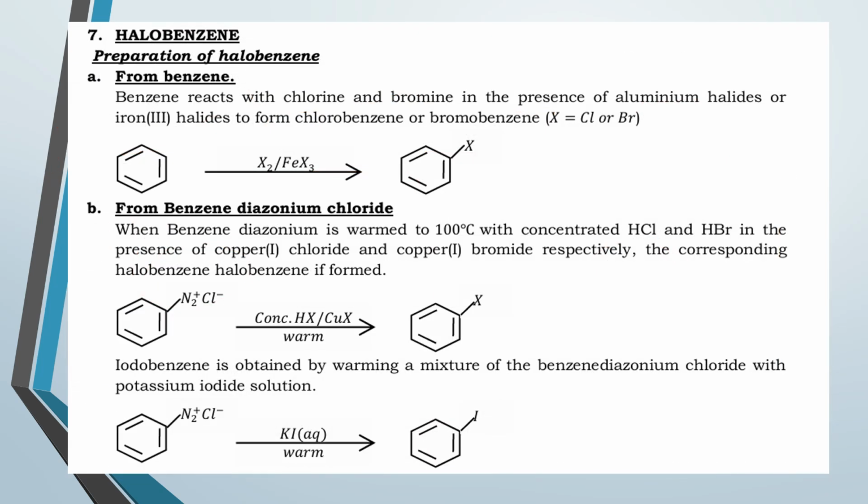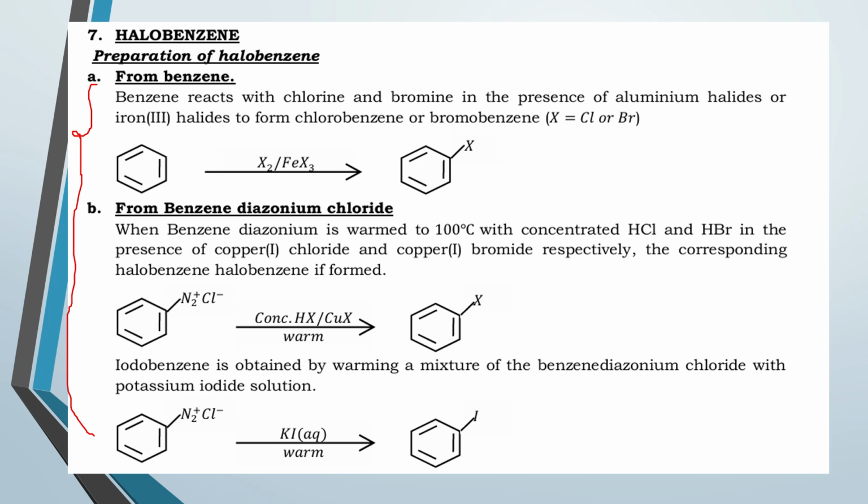Now next we are going to look at what we call halobenzene. Halobenzene simply means a benzene ring which is attached to a halogen atom. We have already looked at this, so let's be very quick in describing it, as in the previous video.